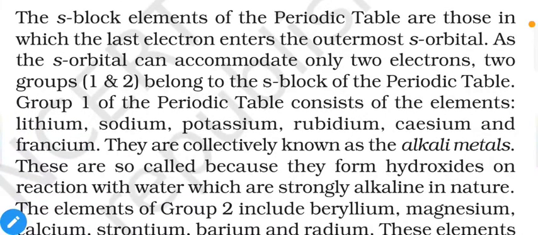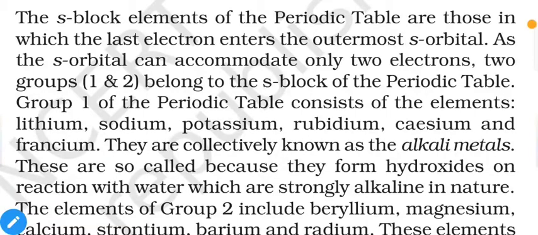The s block elements of the periodic table are those in which the last electron enters the outermost s orbital. As the s orbital can accommodate only 2 electrons, two groups, 1 and 2, belong to the s block of the periodic table. So we can predict how many members will be in each block. In the d orbital, a maximum of 10 electrons can occupy, so there are 10 groups. In the p orbital, a maximum of 6 electrons, so 6 groups. And in the f block, a total of 14 groups.